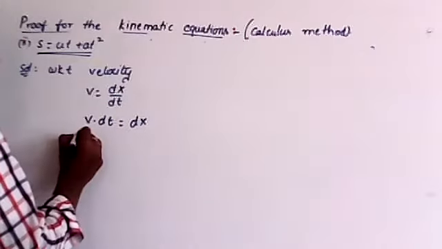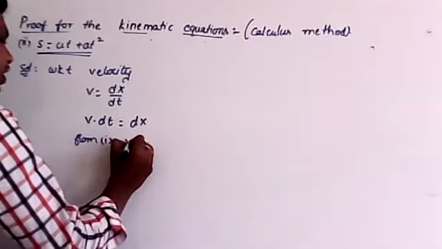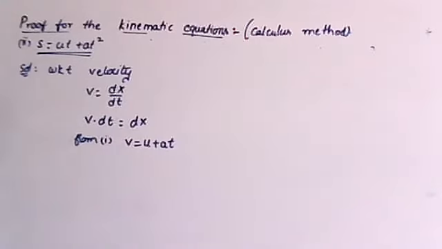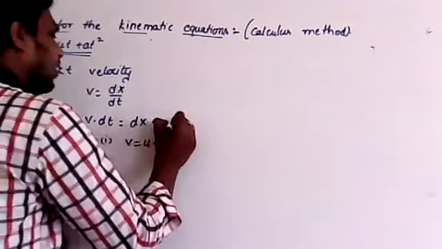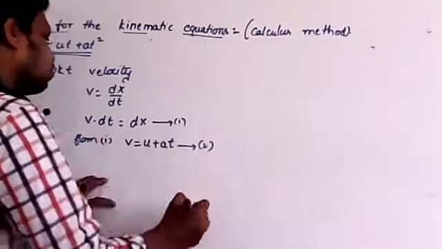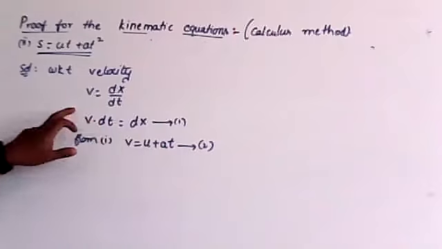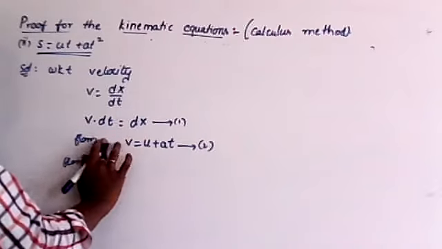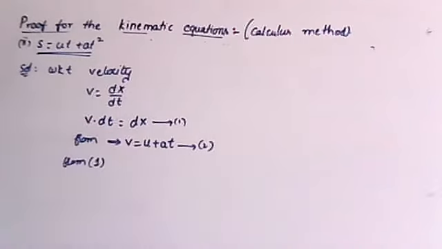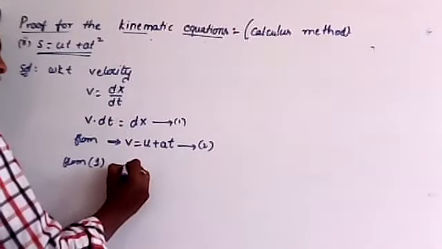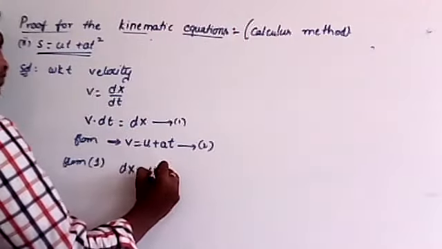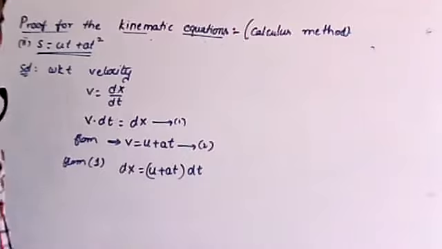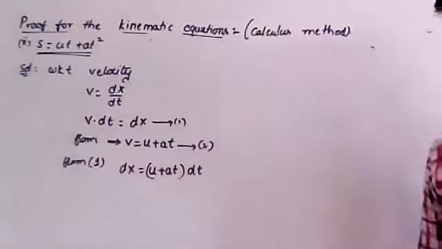Now from the first relation, we have v is equal to u plus at. I will take this as equation number 1 and this as equation number 2. Now substitute v is equal to u plus at in equation number 1. From equation number 1, I can write dx is equal to, I will substitute the v value as u plus at, into dt. Do you understand this step?